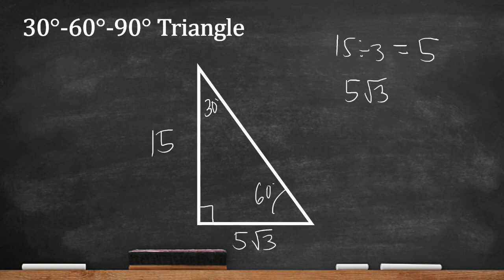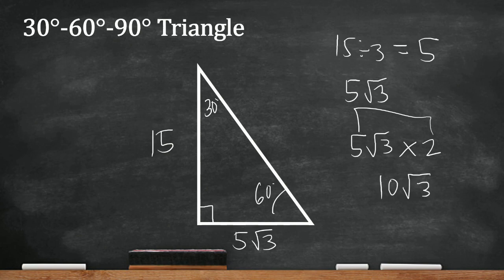To find the longest side, or the hypotenuse, just copy 5 square root of 3 and multiply it by 2. So 2 times 5 will give us 10, and then copy square root of 3. So therefore, the longest side measures 10 square root of 3.